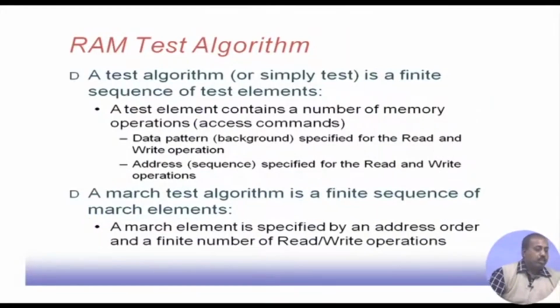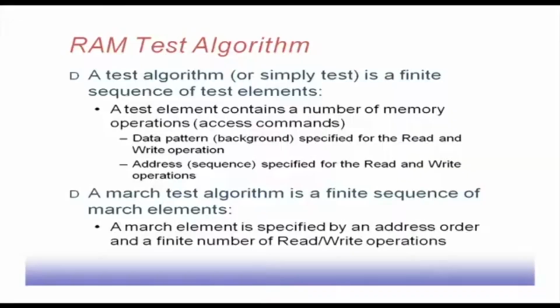A test algorithm, or simply a test, is a finite sequence of test elements. So, we have to apply a sequence of test elements. A test element contains a number of memory operations. What is a memory operation? We may like to read the content of the memory cell, or write some value onto the memory cell, maybe write some value and then after some time check the content. That way we can see whether the operation was successful or not. So, a test algorithm is a finite sequence of test elements, and a test element contains a number of memory operations, the read and write access commands.